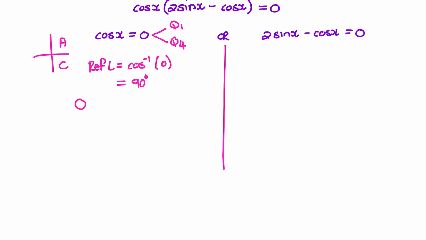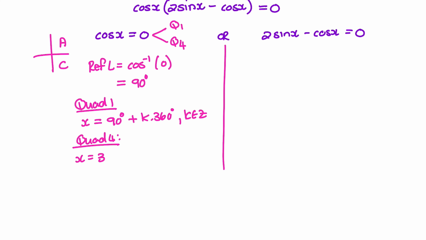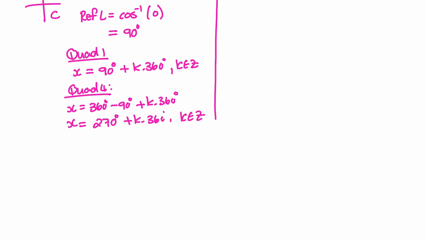So for quadrant 1, I'll have x is equal to 90 degrees plus k times 360, where k is an integer. And for quadrant 4, I'll have x is equal to 360 minus 90 degrees plus k times 360. So that means that x is 270 degrees plus k times 360. We always need to show k times 360.